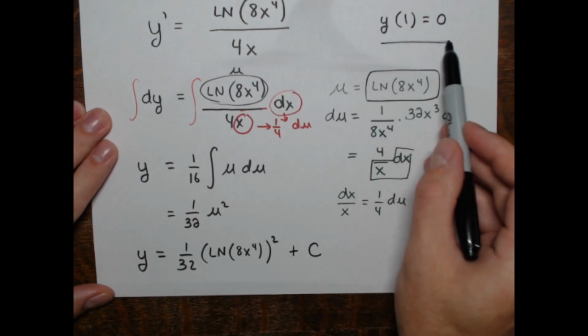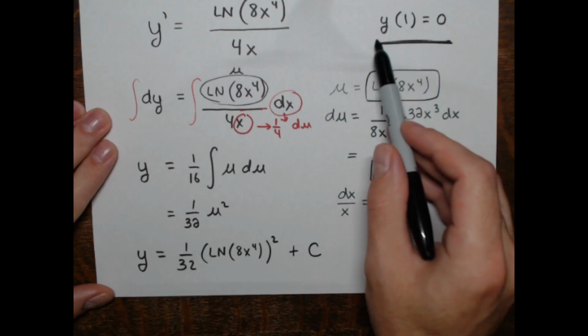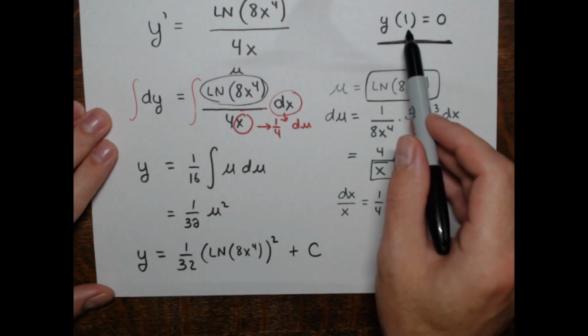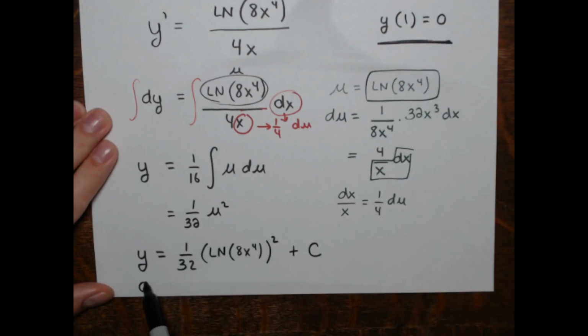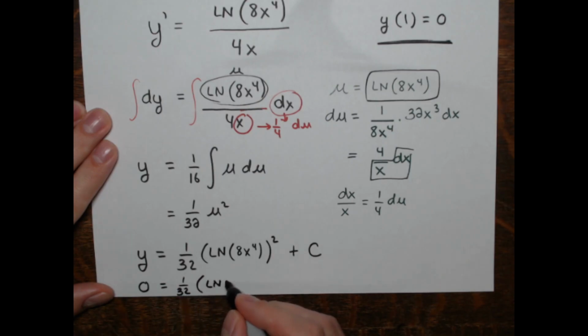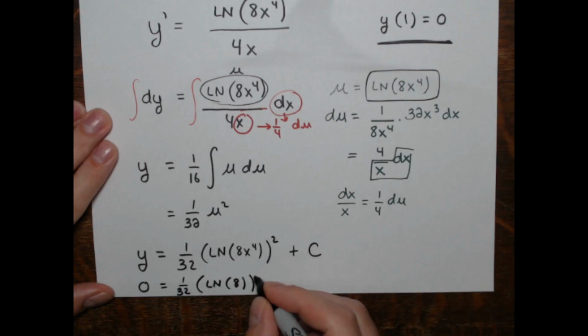But then we're trying to find a particular solution, right? We need to satisfy this condition up here. When x equals 1, y must be 0. So put in 0 for y equals 1/32 times the natural log. Now x is 1, so this would just be 8 in here. And this is being squared, and then plus some constant, right?